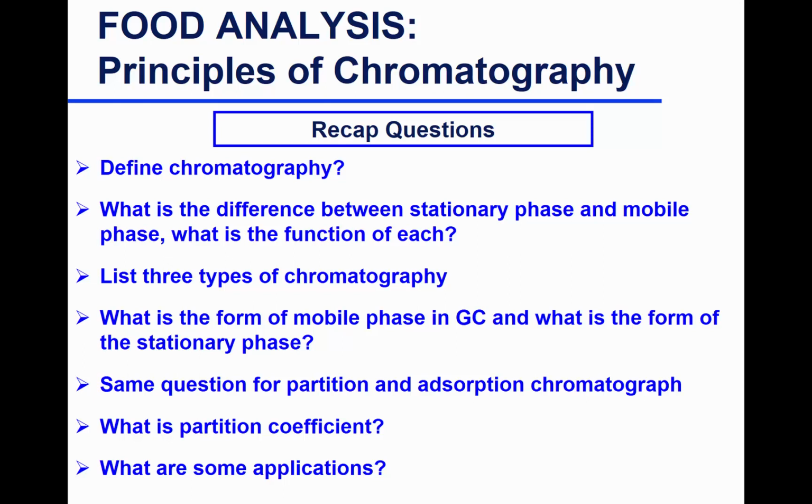What is the form of mobile phase in GC, and what is the form of the stationary phase? Go ahead, Jacob. Yeah, helium is a gas. Yeah, okay. And the stationary phase? Yes, mostly GC is a liquid immobilized on solid. It used to be called gas chromatography, gas-liquid chromatography, because of the stationary phase being liquid. Okay.